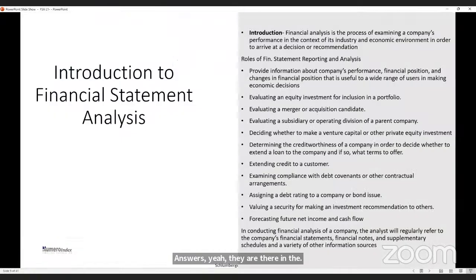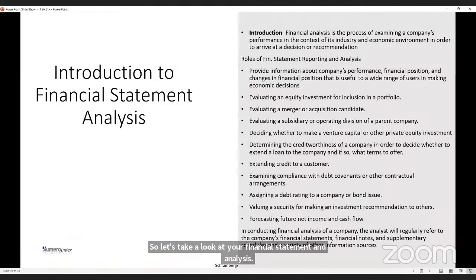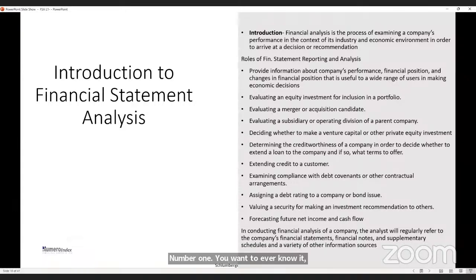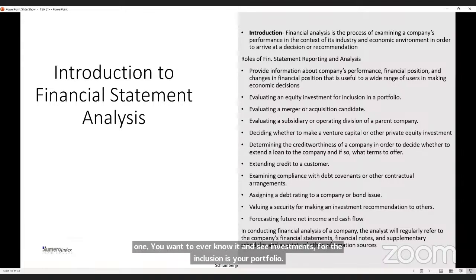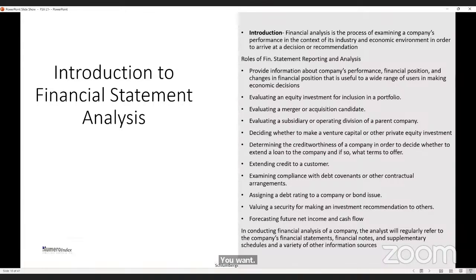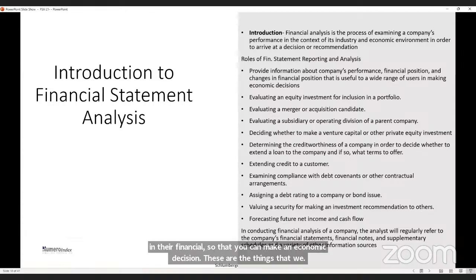All right, so let's quickly look at financial statement analysis. What do you need to know? What are the roles of financial statement reporting and analysis? Number one, you want to evaluate an equity investment for inclusion into your portfolio. You want information about the company's performance and changes in their financial position, so that you can make economic decisions. These are the things that we talked about during the question and answer, right?